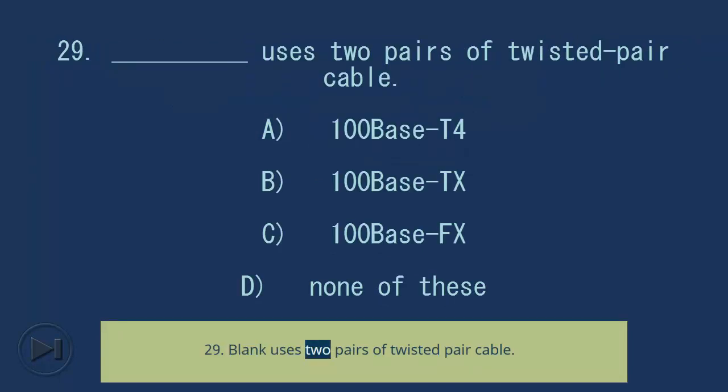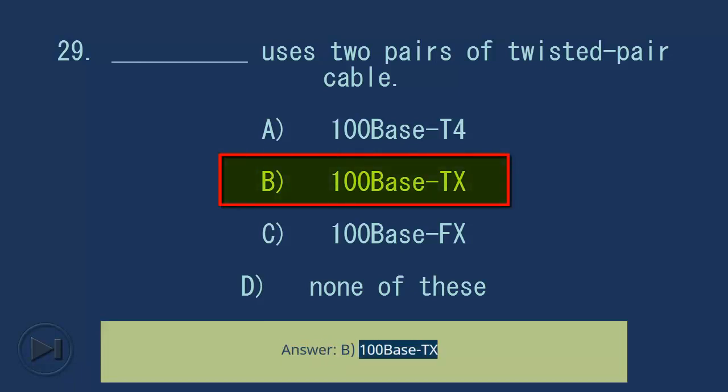29. Blank uses two pairs of twisted pair cable. A. 100 base T4. B. 100 base TX. C. 100 base FX. D. None of these. Answer, B. 100 base TX.